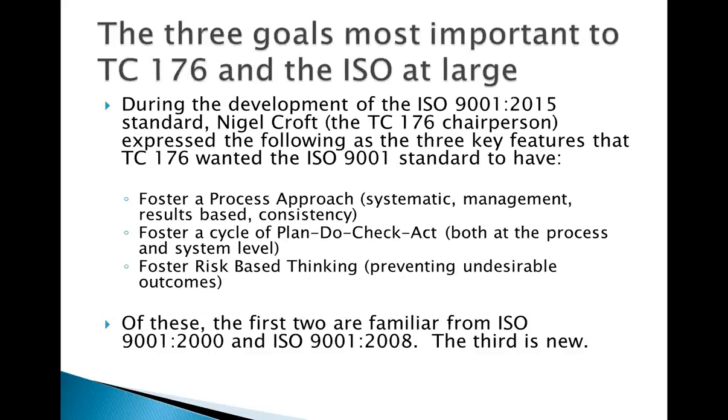Nigel Croft, who is the TC 176 chairperson, was asked towards the end of the development process for ISO 9001 what were some of the key things they were trying to accomplish with the rewrite of the standard. He expressed 3 key features that the committee at large wanted the new standard to promote. First, the whole idea of process approach. Processes, of course, have been a part of quality management systems for some time. This is recognized not just at the system level, but at management level. The whole idea is that processes should be results-oriented, and that we should seek consistency in what we're doing.